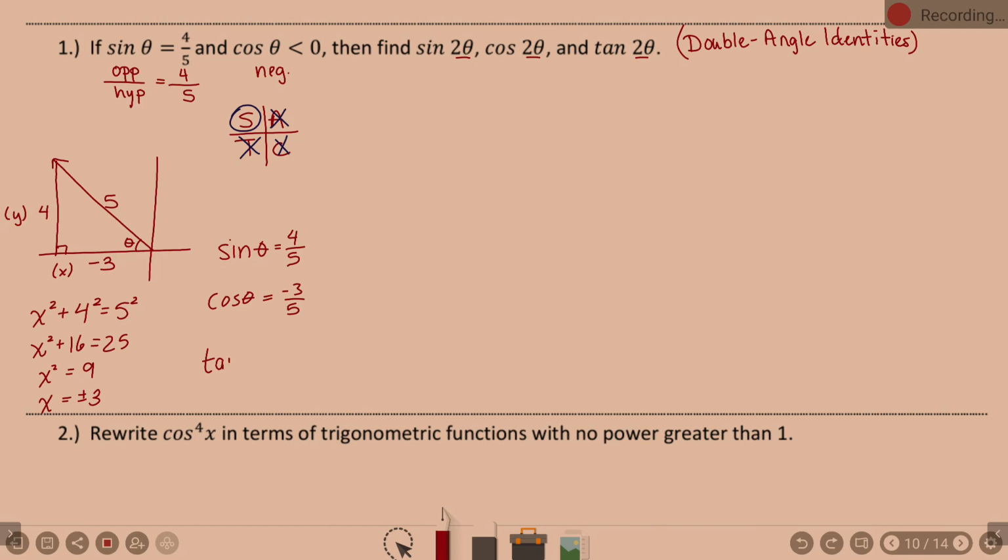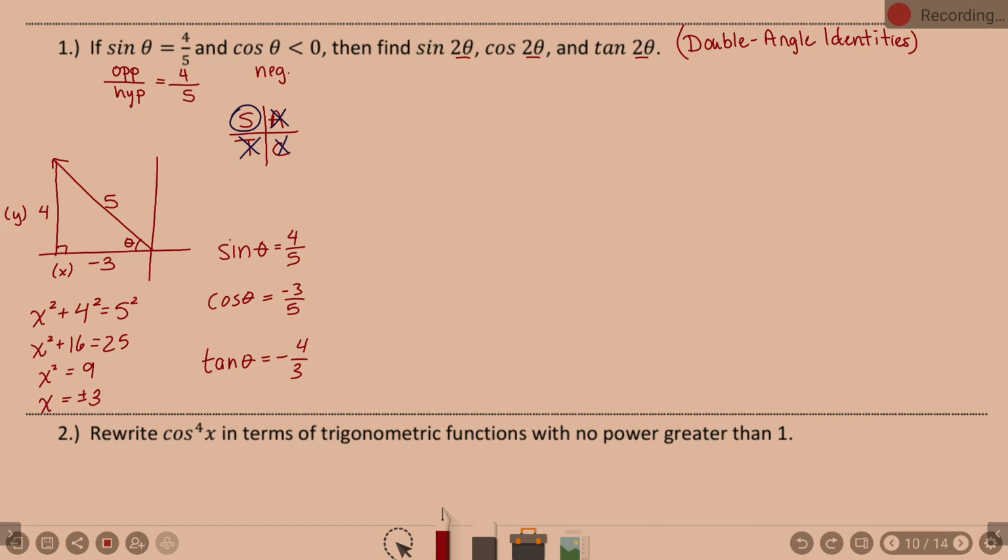And what is tangent of theta? -3/4. Oh, 4/3, that's my bad. -4/3 if we go opposite over adjacent. Okay. This is the information you have to know to get started.